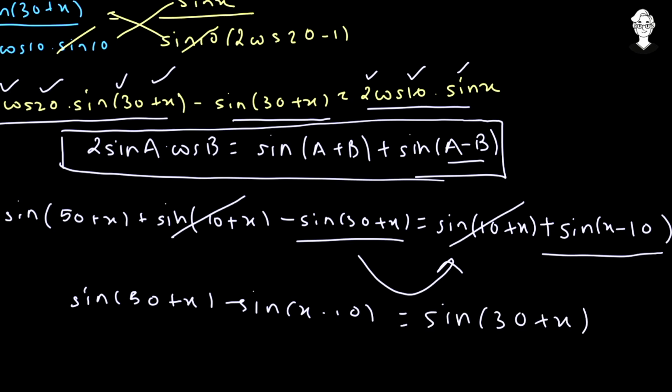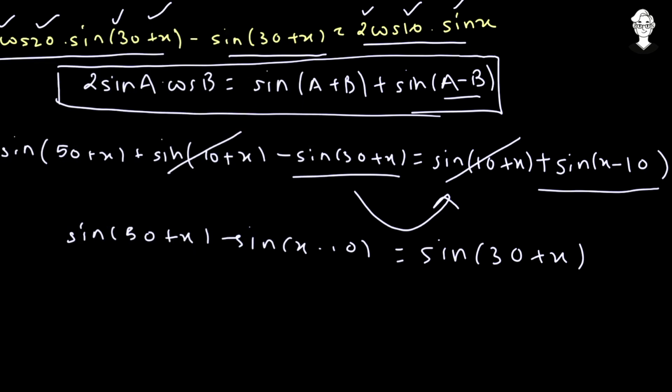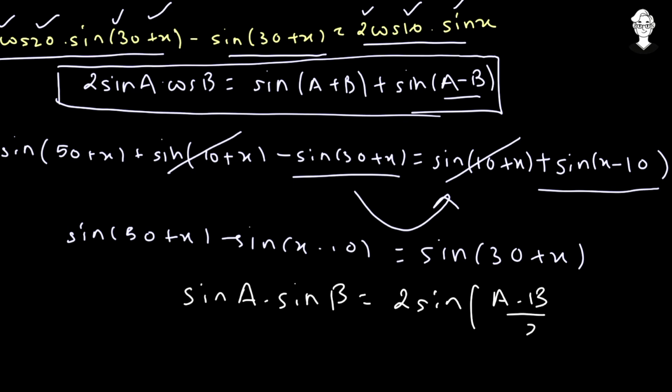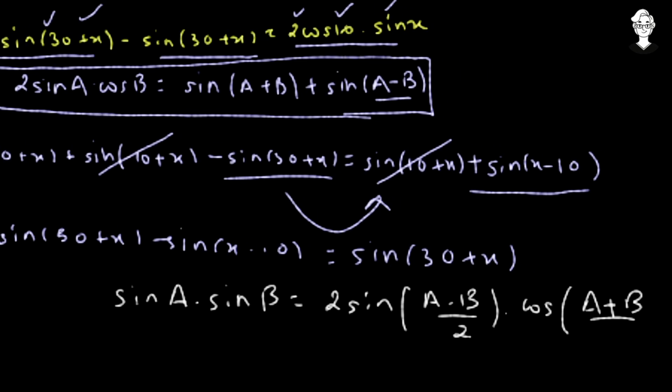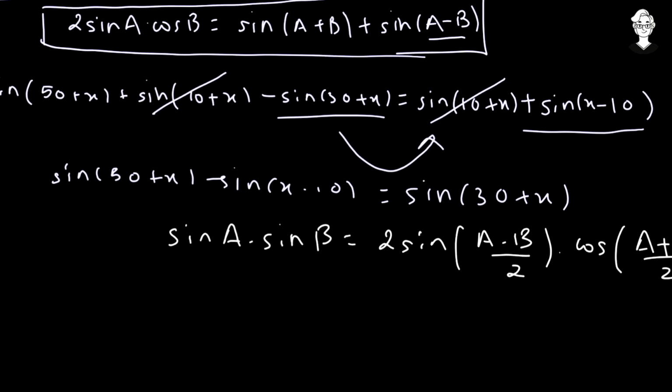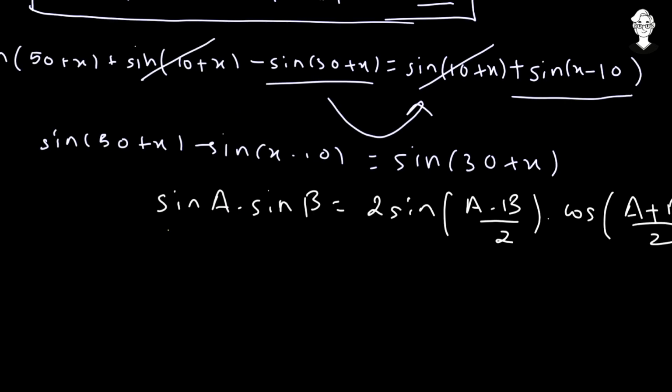Okay, now we can use another trigonometric identity. The other identity we have is sine of a minus sine of b is equal to 2 times sine of a minus b upon 2 into cos of a plus b upon 2. These are the basic identities. If you learn trigonometry, there's nothing difficult in that, because these are very normal, simple and cool. So we will apply this identity in sine of 50 plus x minus sine of x minus 10.